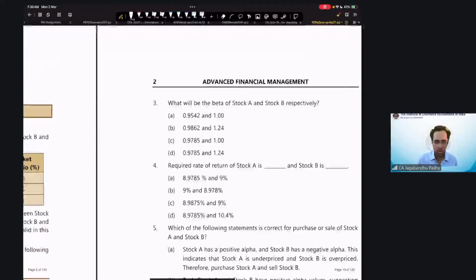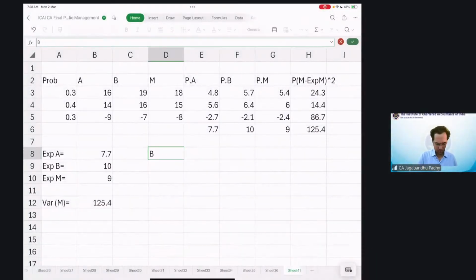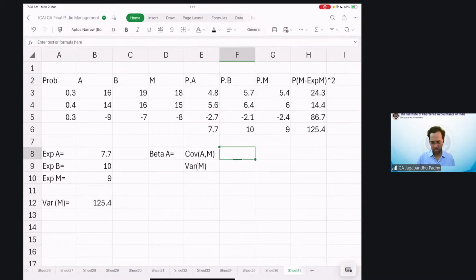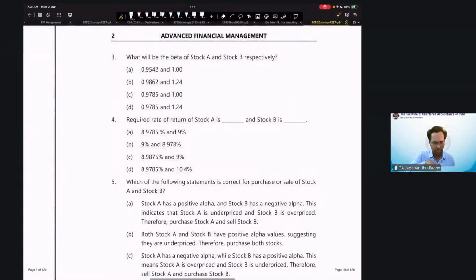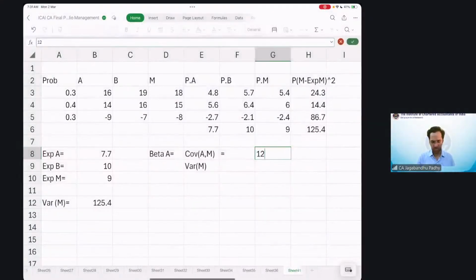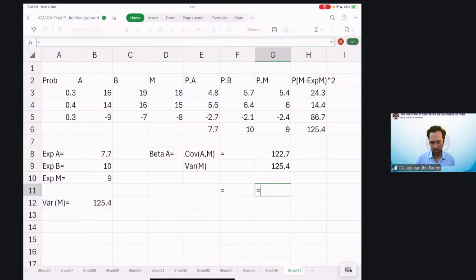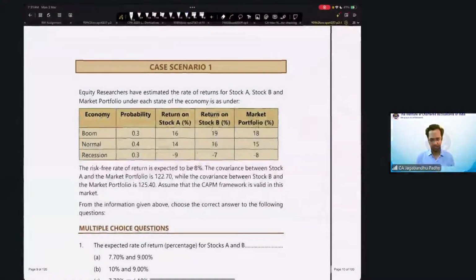Okay. Then the third question is, what is the beta of stock A and stock B? Beta of stock A will be covariance between A and market divided by variance of market. Covariance between A and market is given, right? Yes, sir, it's 122.7. Divided by variance of market, 125. So beta of A is 122.7 divided by 125, so that's 0.9784.